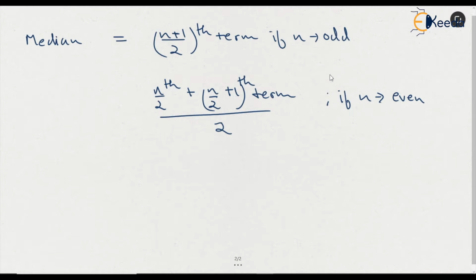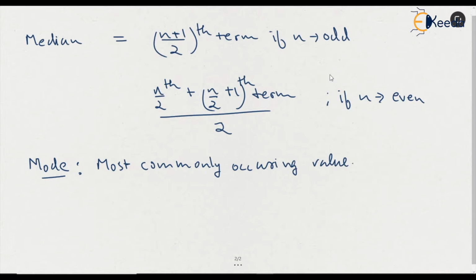And next is mode. It is nothing but the data which is coming with the highest frequency or highest repetition. So you can say most commonly occurring value of the variable.